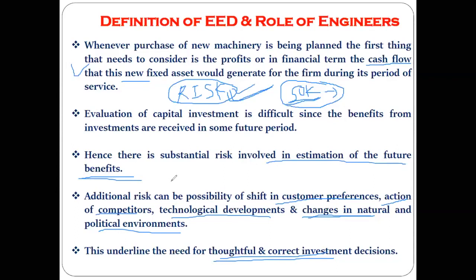Okay. And that prediction can be negative or positive, meaning your prediction might be right or it might be wrong. So risk is always related with the customer preferences also. Means what?